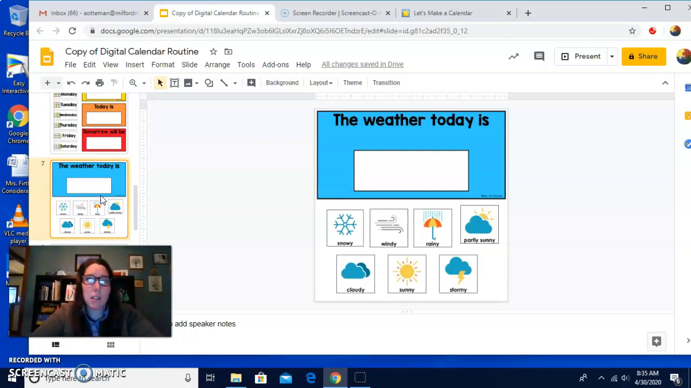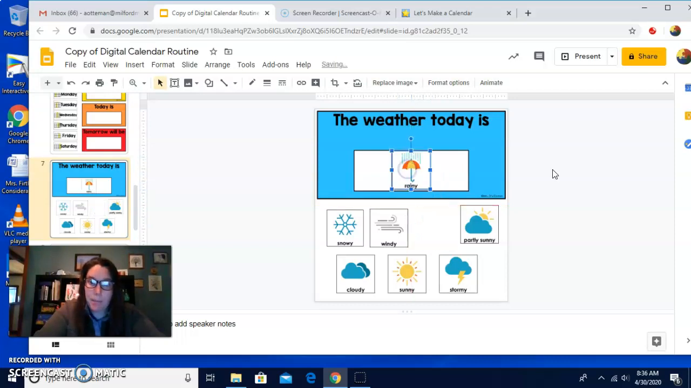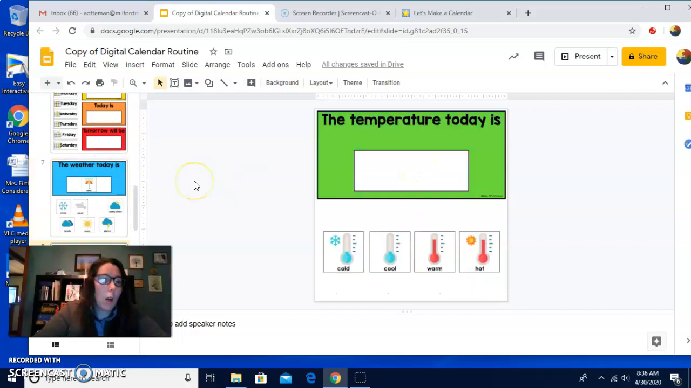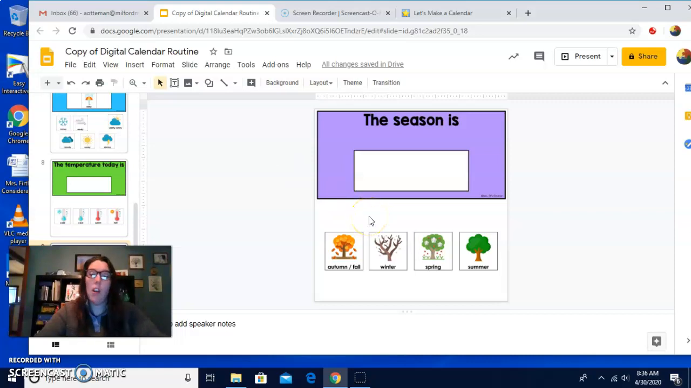Oh, I hope you guys got outside yesterday, because yesterday, Wednesday, was sunny. Today I'm looking out my window. It's looking rainy today. I'm going to put my rainy picture up here. The weather today is rainy. Nice job. And remember, this is a picture of an umbrella to keep us dry. Awesome work.